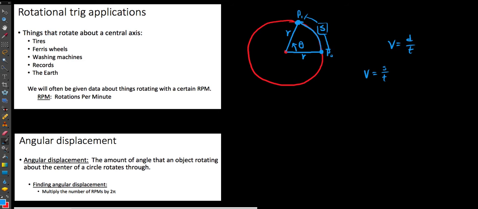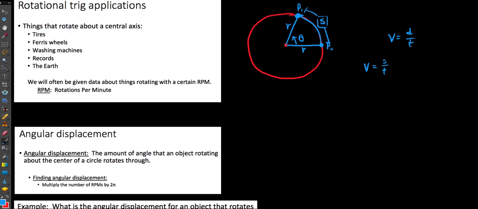So before we do that, what I want to start with is this idea of angular displacement. Both of these formulas that we use for linear and angular velocity require us to have our angle in radians, so a lot of the time we're going to have to convert our angles into radians. Angular displacement is the amount of angle that an object rotating about the center of a circle rotates through.